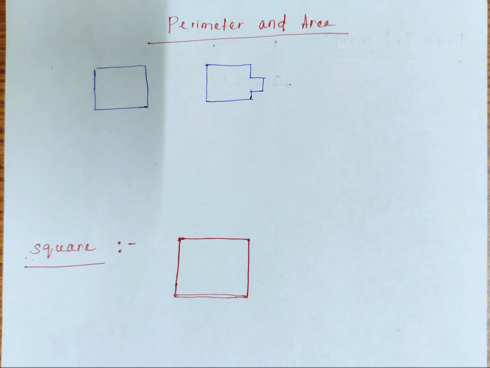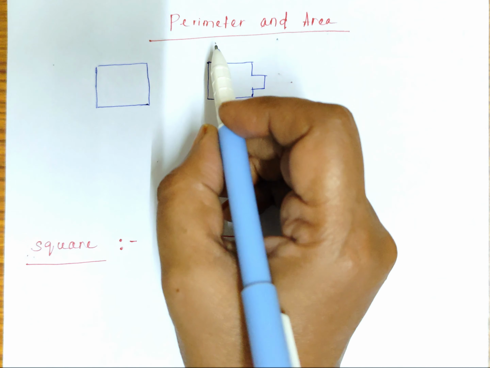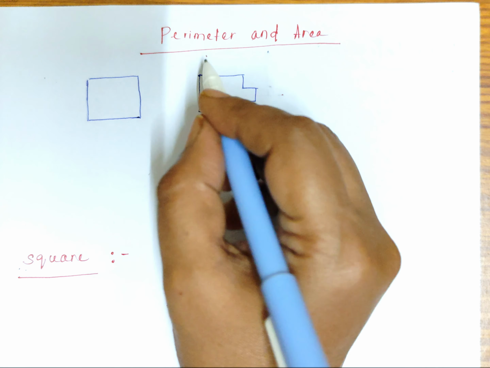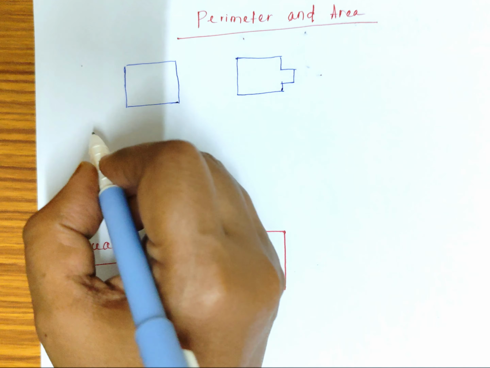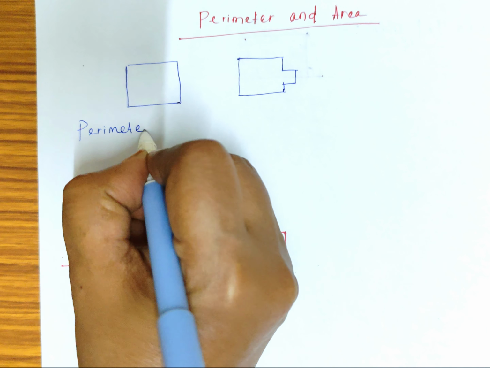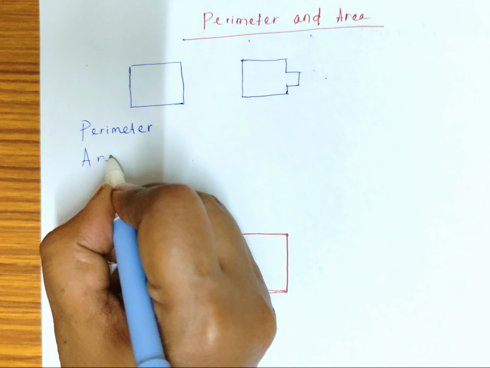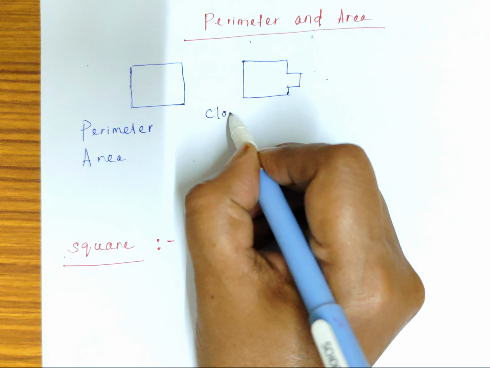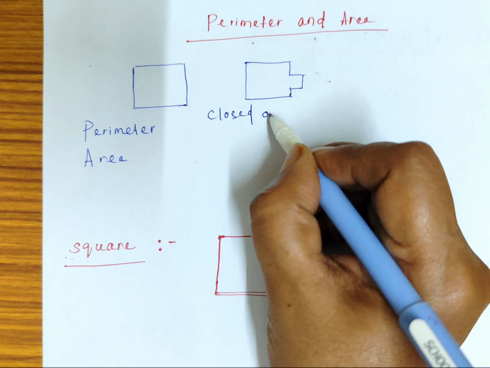So today we are going to start a chapter called perimeter and area for grade 7. So let's see what is perimeter first. So perimeter and area, right? You take any closed figure, any closed, it should not be open, right?